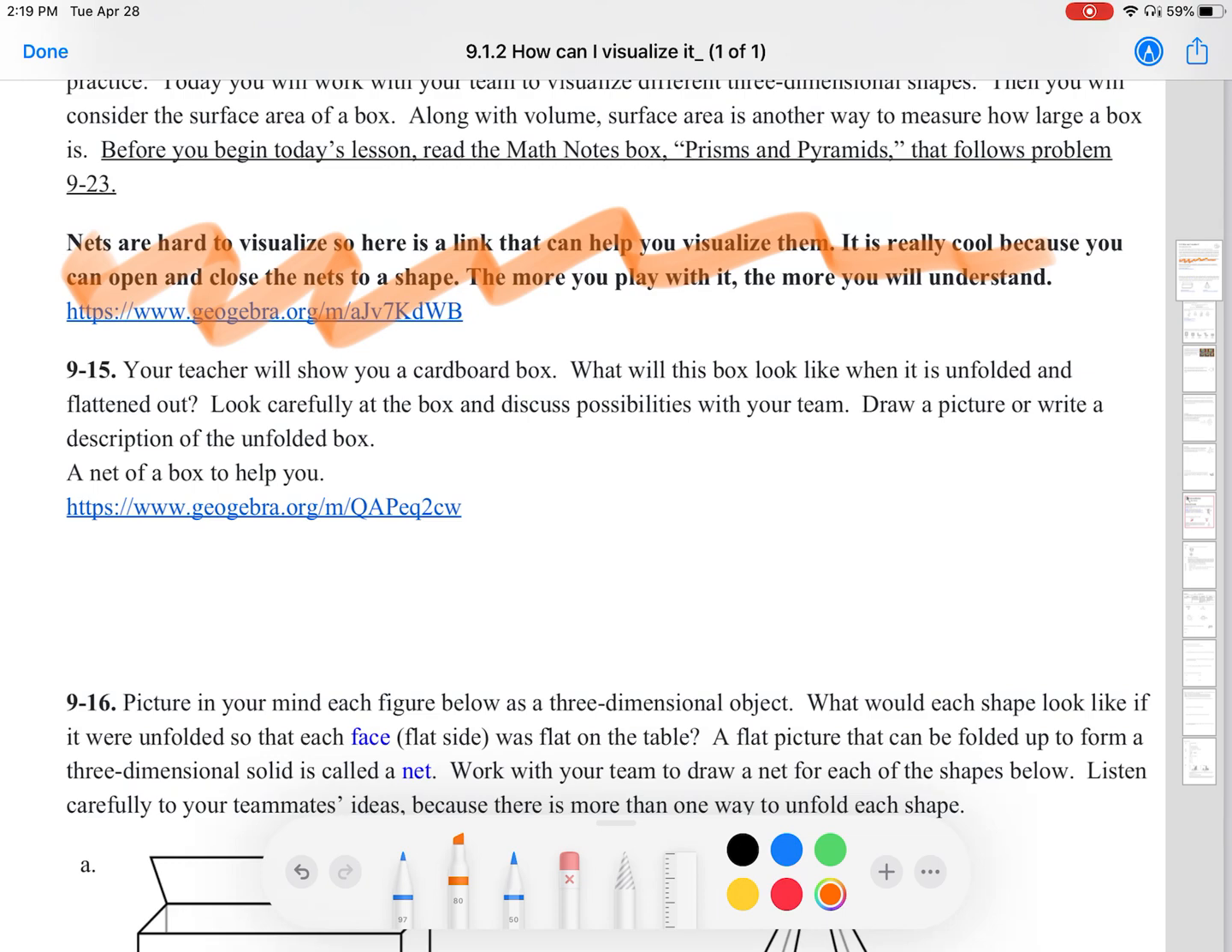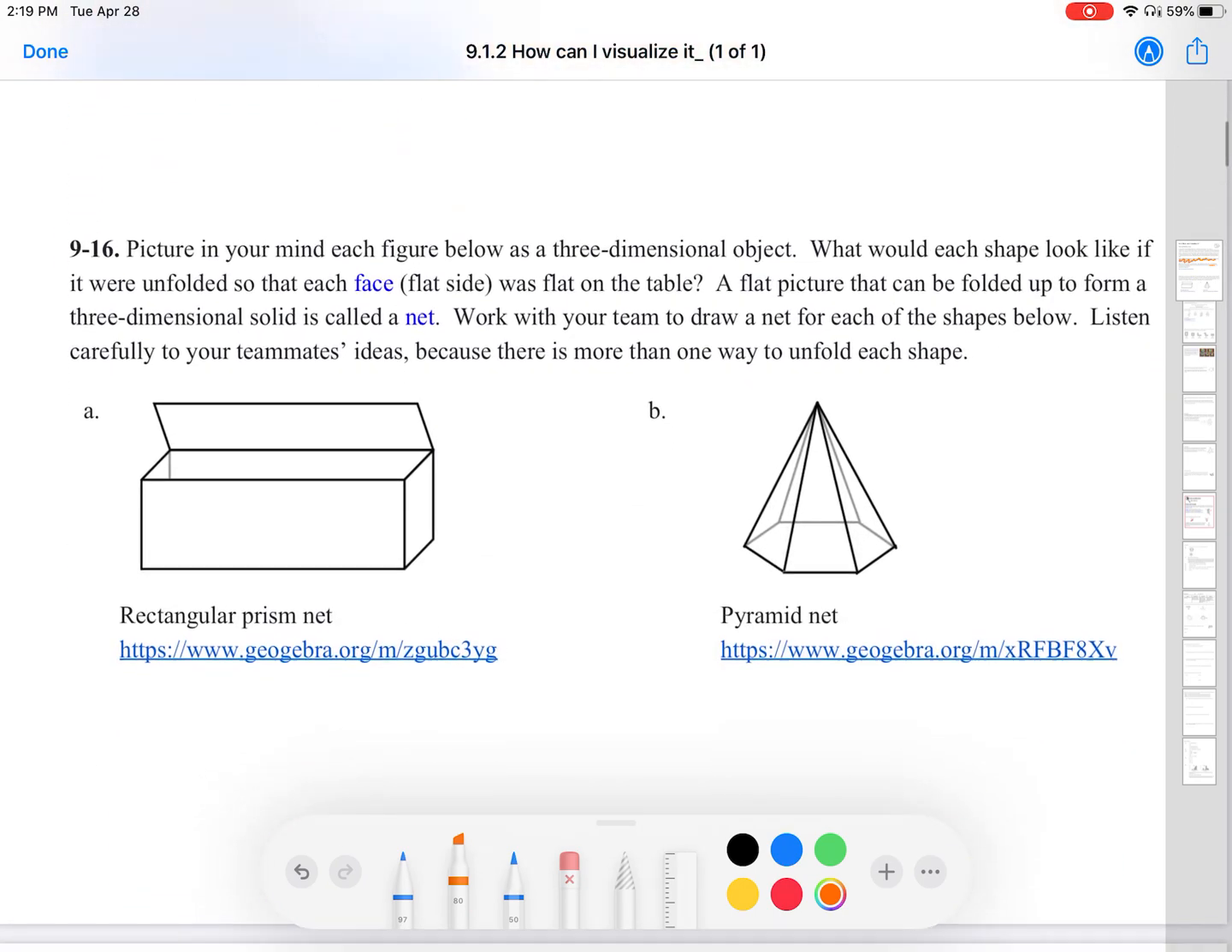So this first one says your teacher will show you a cardboard box. I gave you that first cube one that you can kind of manipulate. What would it look like if it were unfolded and flattened out? I don't have that box in front of me to show you guys, so what I did is I used that net to do that. Why don't you just take a second and draw a picture of what you think it would look like before it happens? And I know I kind of cheated by giving you some of that.